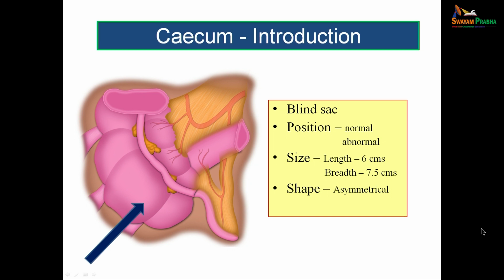It's the widest part of the large intestine. The shape of cecum is asymmetrical. You find the cecum has a pouch which is called a saccule on the right side, which is bigger, and on the left side it is smaller. This is on either side of the attachment of the tinea coli.